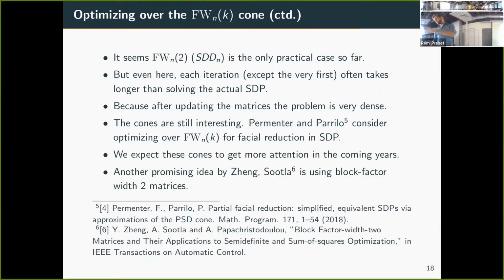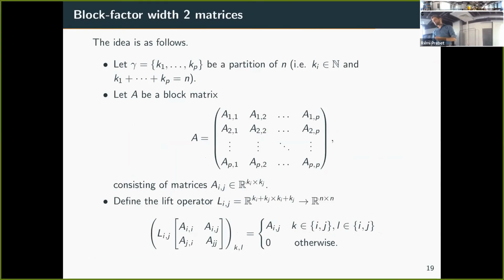versus the vector width 2 cone, and that is combining two ideas. This is called block factor width 2 matrices. So the idea is that you're given a partition of n, which is not sorted or anything, just p integers that sum up to n, and you consider a block matrix in this form here, such that the block A_ij is of size k_i times k_j.